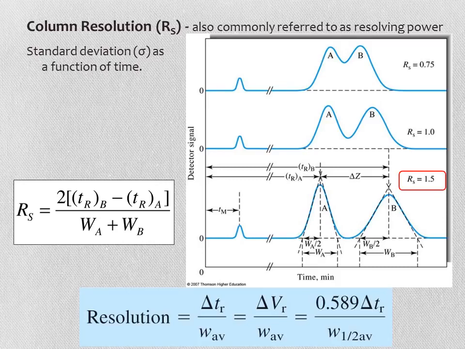We're usually looking for 1.5 or larger as our resolution. Now there's a ton of arrows and things on here, but really what we're thinking about with resolution is the standard deviation of the peak as a function of time.